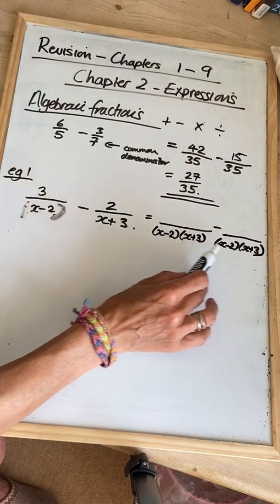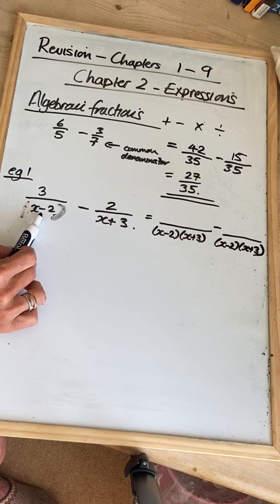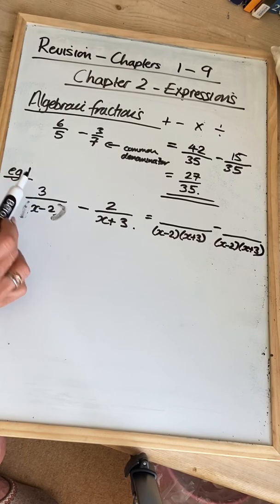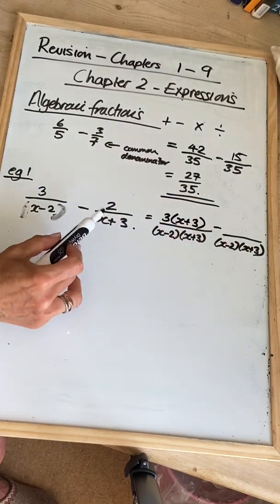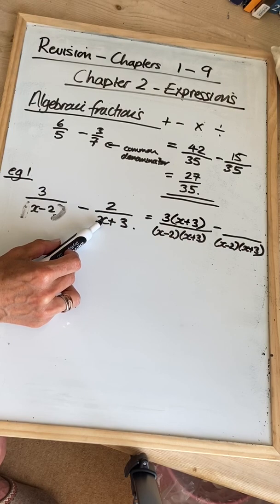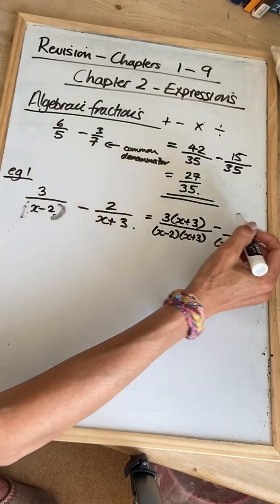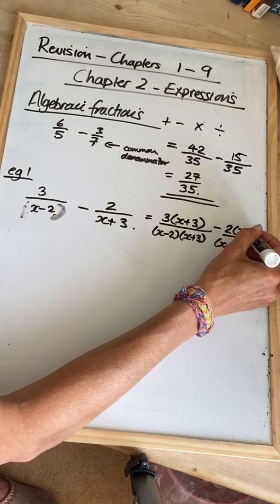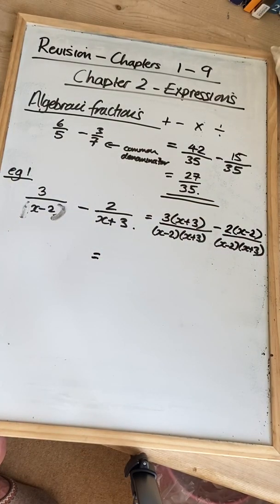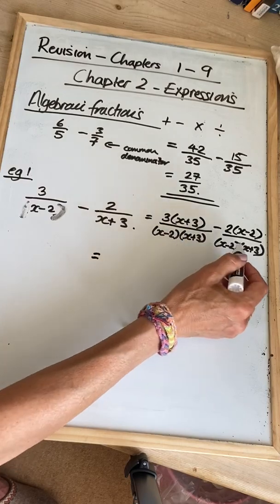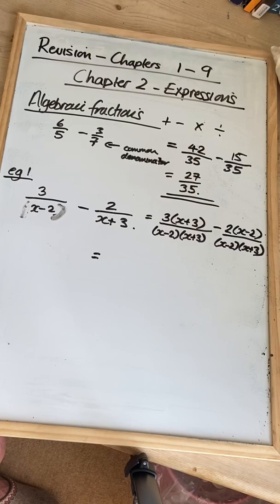So if that is my common denominator, I have multiplied the bottom of this one by x plus 3. So I've got to multiply the top by x plus 3. 3 times x plus 3. I've multiplied my denominator here by x minus 2. So I've got to multiply the numerator by x minus 2. And now I'm going to multiply out the brackets on the top. I'm going to leave the ones on the bottom.